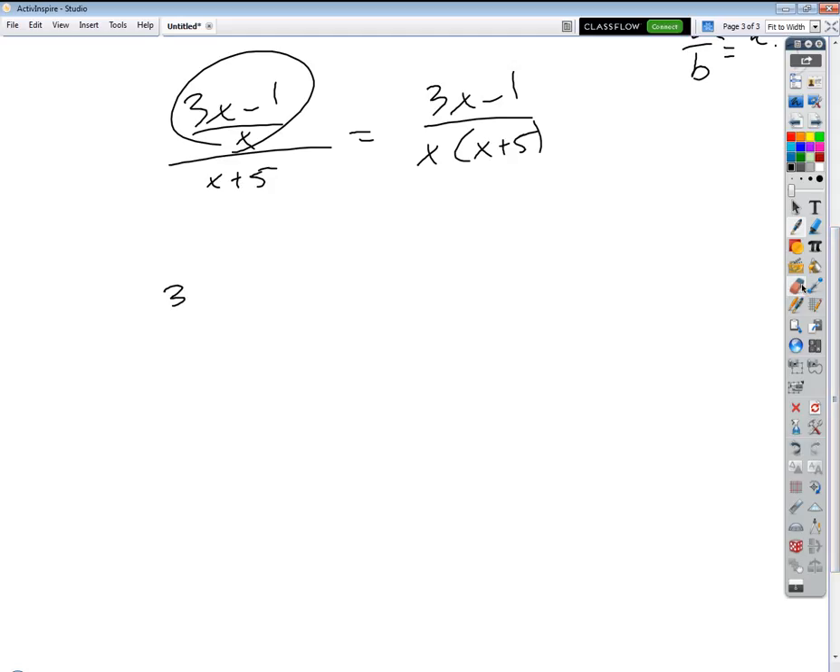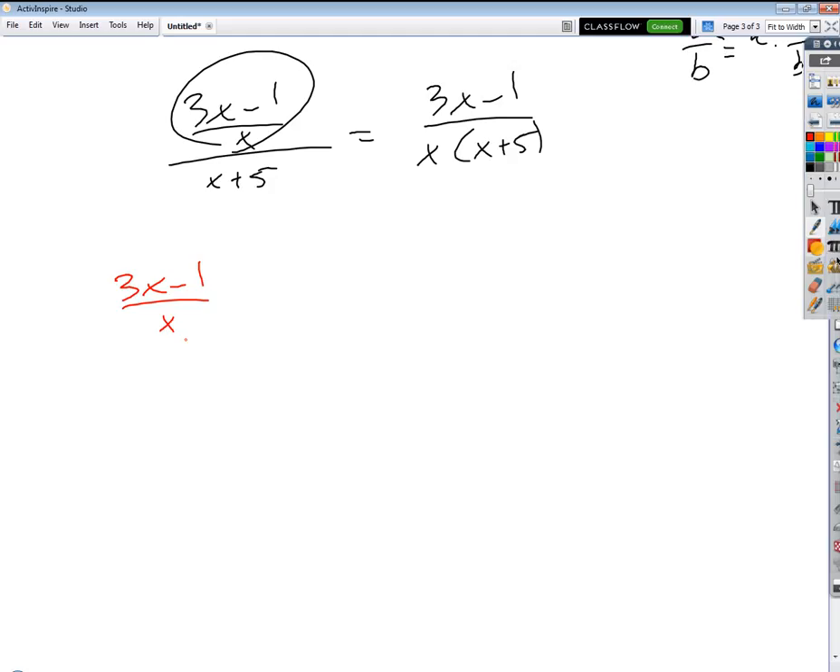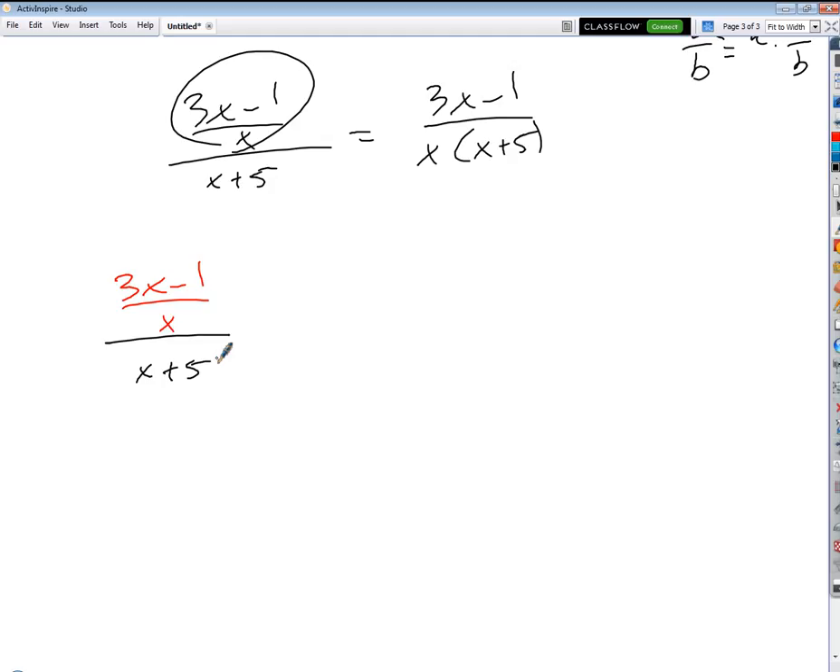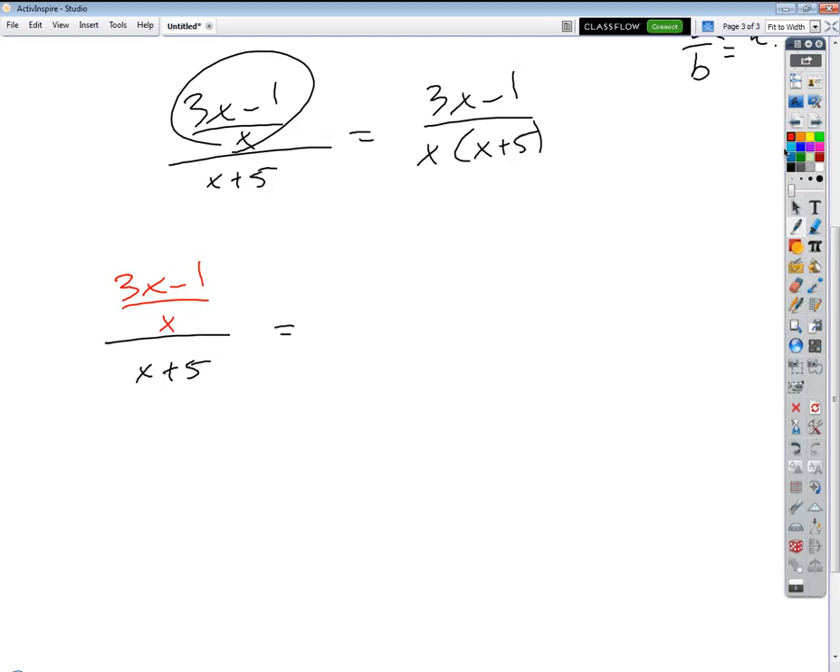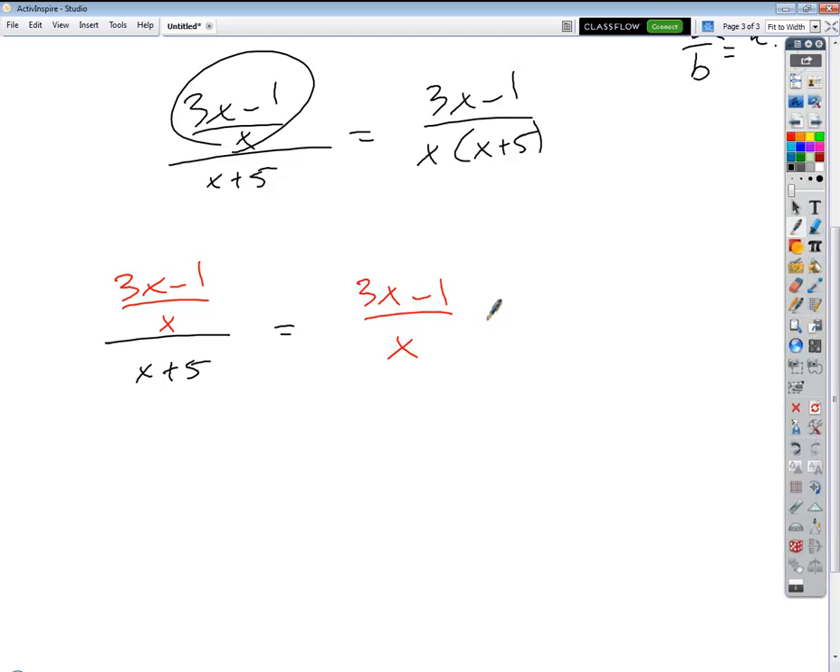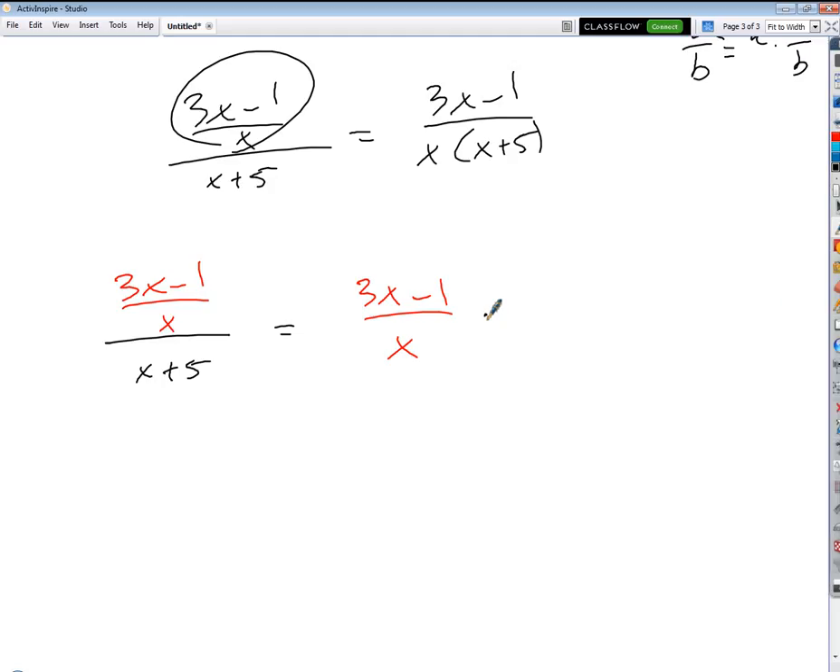So if we have this, all I'm going to do is pull this guy out front. So I've got 3x minus 1 over x times what's left over when I take something out, divide something away from the numerator. And what's the bottom? It's just the product of two factors, right? Yeah. See? Okay. If that doesn't make perfect sense, it will eventually. I think that's an easier way to think about it.